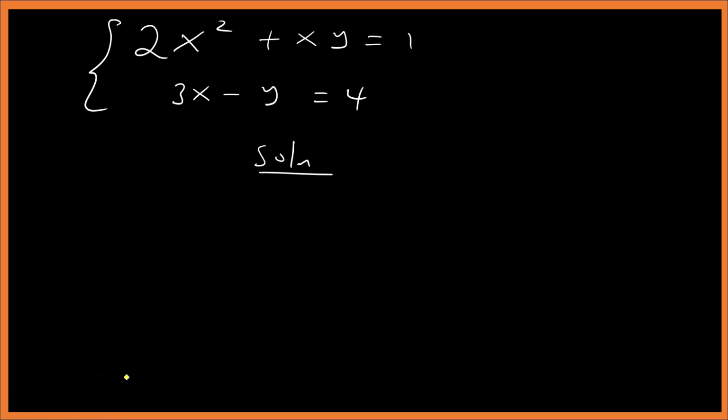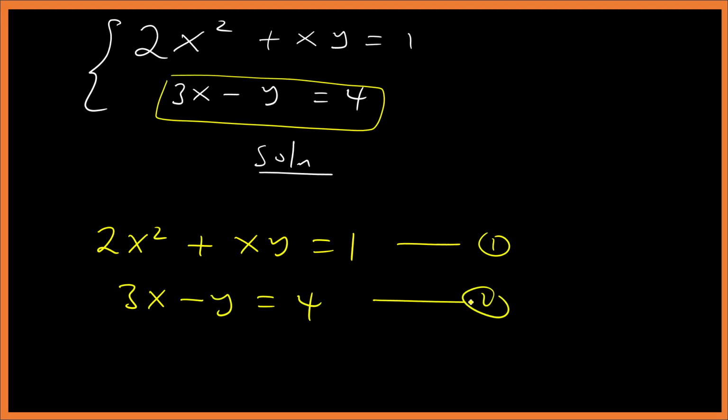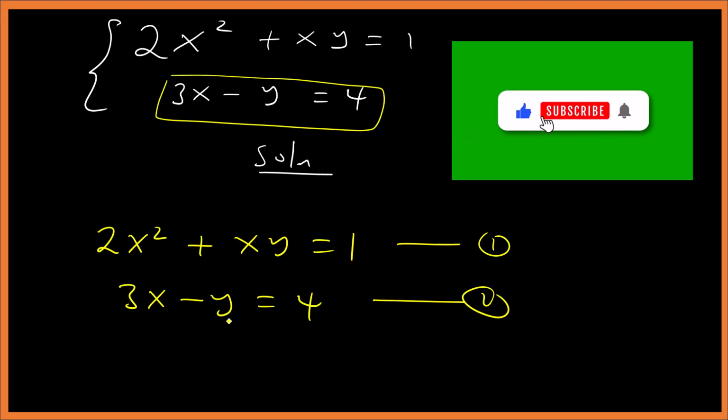All right, this one is very simple. Let's name the first equation: 2x squared plus xy equals 1. Let's call it equation 1. And let's also label the second equation: 3x minus y equals 4. Equation 2.